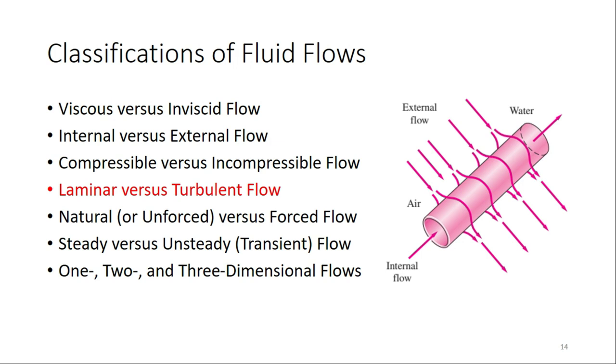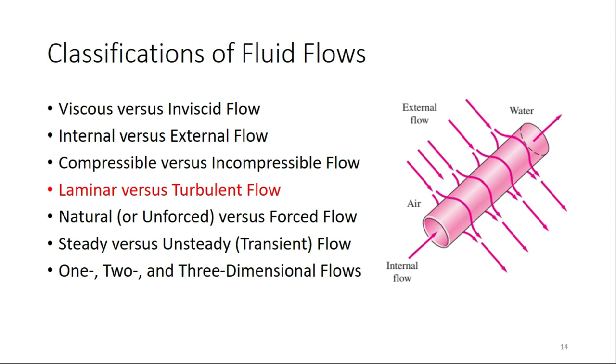Highly ordered fluid motion characterized by smooth streamlines is simply called laminar flow. The flow of high viscosity fluids such as oil at low velocity is typically laminar. The simplest example is when you pour honey from a bottle onto a plate, which is a classic example of laminar flow.